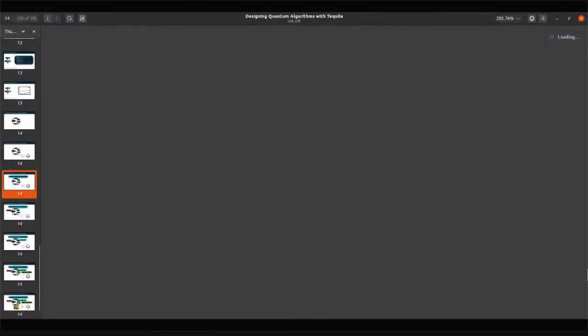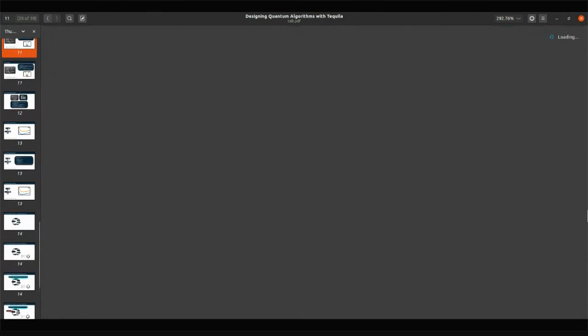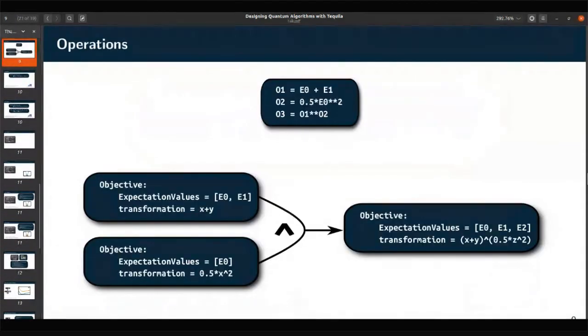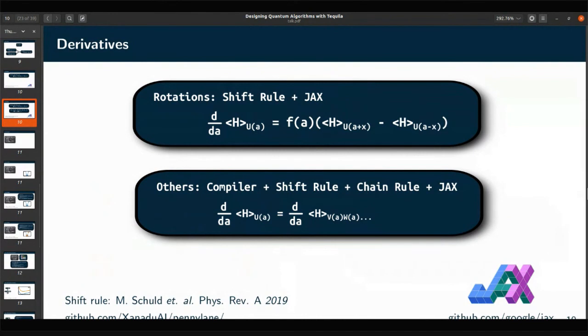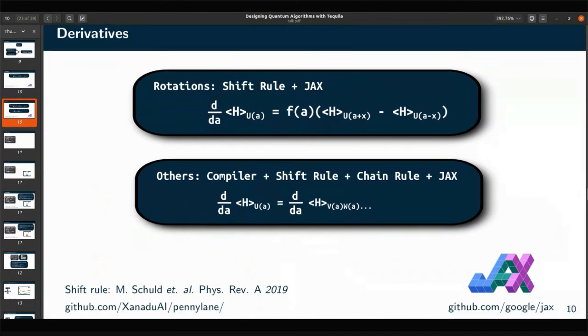I can go back to the slide because I probably rushed over it. Can you still see my slides? Yeah, I can see your slides.